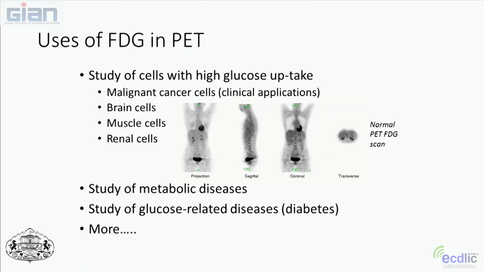Okay. So you can use the FDG and PET again to study areas of high glucose uptake. So you might have areas of high glucose uptake in malignant cancer cells, and also brain cells use a lot of energy, muscle cells or renal cells. So you can see here, this is an FDG scan. I think the next one will show up more. But you can see here the heart is lining up. It looks like the bladder is lining up here. So you can actually see the high energy use areas in the body. You can use it to study metabolic diseases or study glucose-related diseases like diabetes.